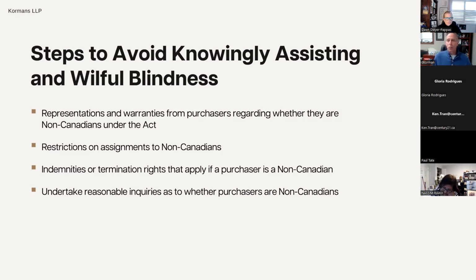So how do we want to protect ourselves? Well, what about getting representations and warranties from the buyer, whether they are a non-Canadian under the Act? Okay, we want the buyer to provide a rep and warranty. They've considered the terms of the Act, they've been counseled on it, they've got legal advice on it, and they're representing and warranting that they're not non-Canadian, so they're allowed to buy this property. Okay. Do we want to go further and get indemnities or rights of termination, so that if it turns out they're false, the deal is off?